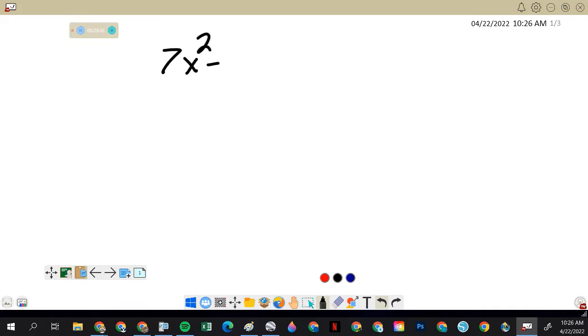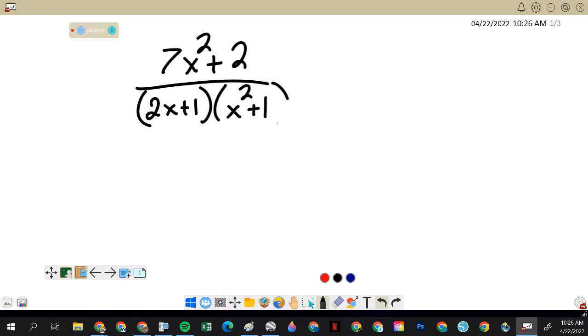7x squared plus 2 over 2x plus 1 and x squared plus 1. Now, x squared plus 1 does not factor. It does factor into imaginary numbers. So we took the original x to the third in the denominator and we factored it. We got 2x plus 1. We got x squared plus 1. x squared plus 1 cannot be factored further using real numbers.